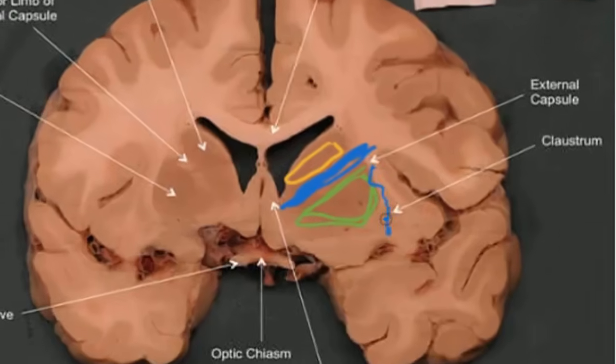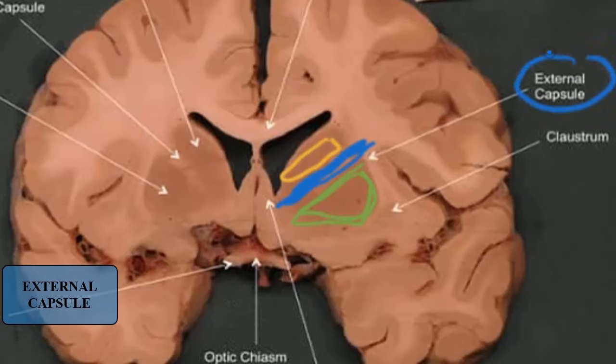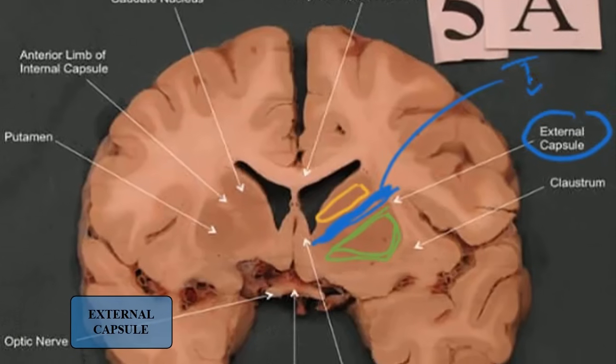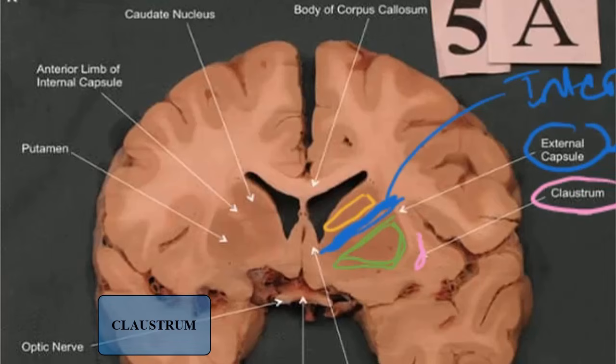I don't know if you're seeing it, it's just thin right there. Okay, that white matter is called the external capsule. Just the same way we're having an internal capsule, we're also having an external capsule. Just that in this case, it is lateral to the putamen. Okay, and just lateral to this external capsule, there is also a thin band of gray matter. That thin band of gray matter is called a claustrum. Okay, it's right there, it's called a claustrum.